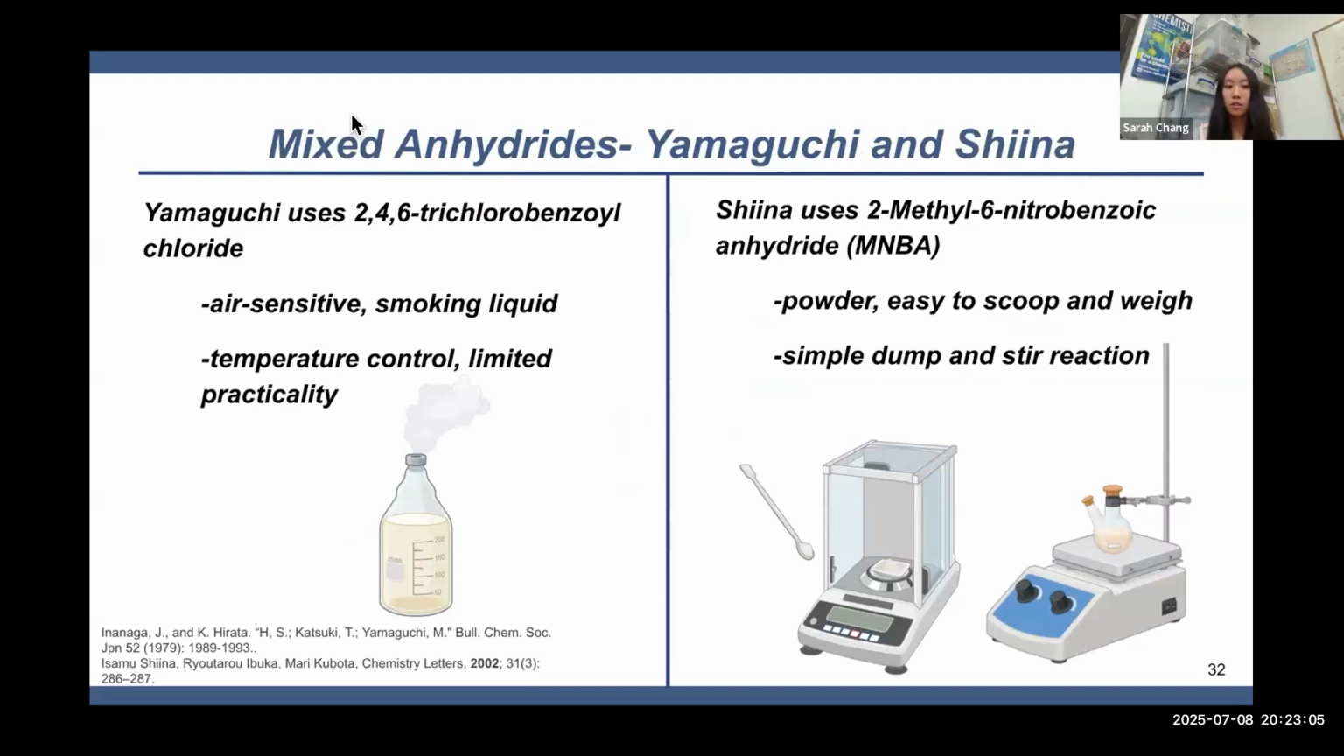Additionally, we explored the use of mixed anhydrides for esterification. Yamaguchi esterification uses 2,4,6-trichlorobenzoyl chloride, which is air sensitive and a smoking liquid. You would have to constantly monitor the temperature of the reaction, leading to its limited practicality. Shiina esterification uses 2-methyl-6-nitrobenzoic anhydride, or MNBA, which is a powder. It's easy to scoop and weigh, and it's simple to dump and stir the reaction.